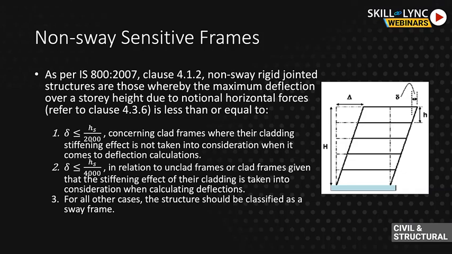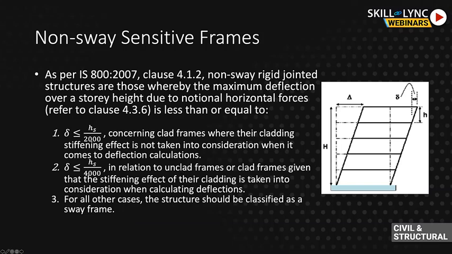The second decision is, does my structure have cladding? Okay, it does have cladding. The second question is, did I consider the stiffness of the cladding as well as other sheeting panels in the deflection calculation? If not, then you are in bullet point number 1, and you need to check that the inter-storey drift, which is the deflection at the top of the storey due to notional horizontal forces minus the deflection at the lower part of that specific storey due to notional horizontal forces, needs to be less than or equal to the storey height divided by 2000. If it is, then you are dealing with a non-sway sensitive structure. Second order effects can be ignored.